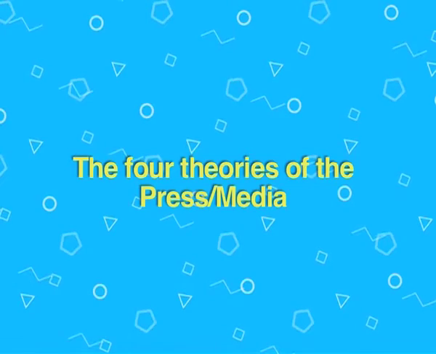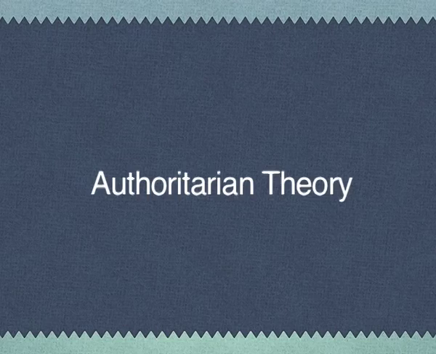Normative theories focus more on the relationship between the press and the government than between the press and the audience. These theories are more concerned about the ownership of the media and who controls the press or media in the country. The four theories of press and media.